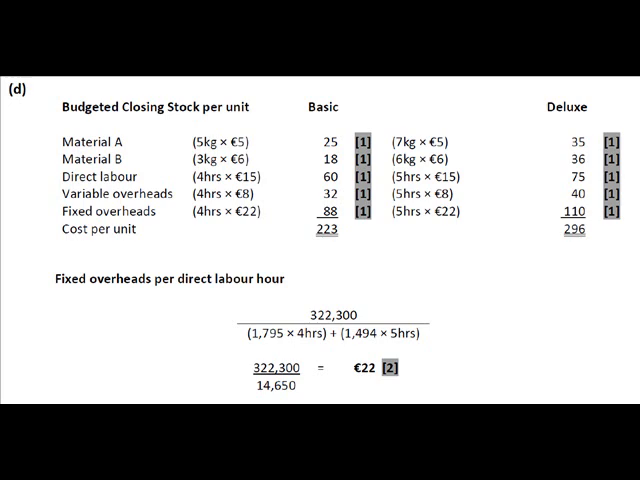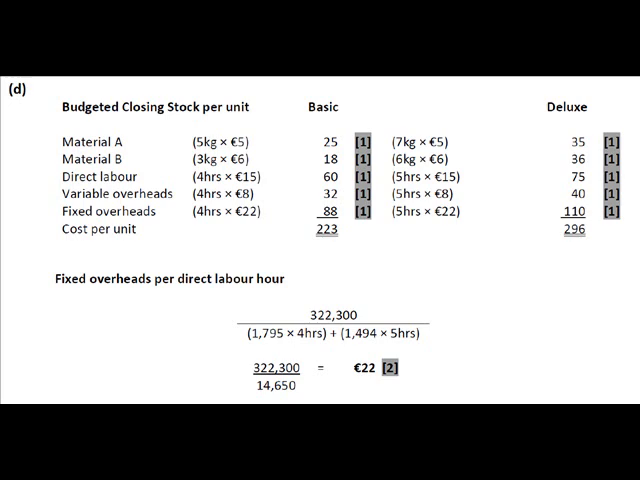And now we have our fixed overheads, and they're telling us it's 4 hours at €22 an hour. But if you look down below, you'll see where they got the €22 an hour. You see the fixed overheads for the entire factory are budgeted at 322,300. We used the figure already.